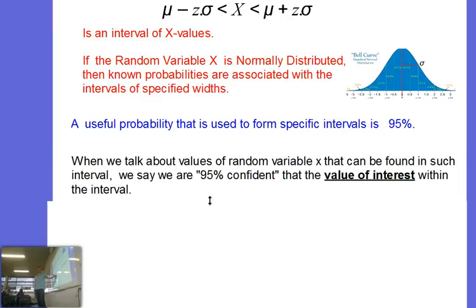So when we're talking about random variable x, some value from a normal distribution can be found in such an interval, we say we're 95% confident that the value of interest is within that interval. We speak about the probability of observing that value as our level of confidence. We're 95% confident because there's a 95% chance that the true value of interest we're looking at is within this range.